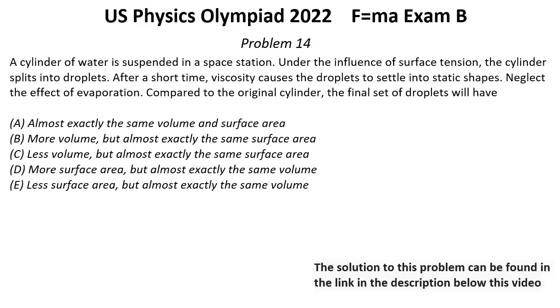Because water is almost incompressible, the volume stays almost exactly the same. During the process, energy is dissipated due to viscosity, and the energy due to surface tension is proportional to the total surface area. Thus, the surface area must decrease. That was answer E, and that was a solution for problem number 14.